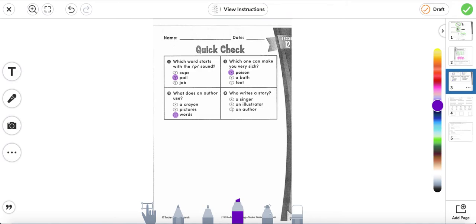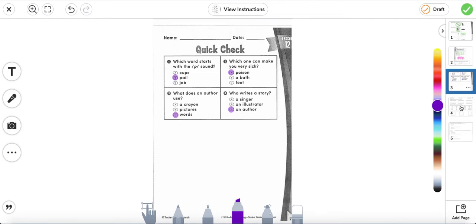An author. What does a singer do? They sing. What does an illustrator do? They draw the pictures in a story. And an author is the one who writes the story.